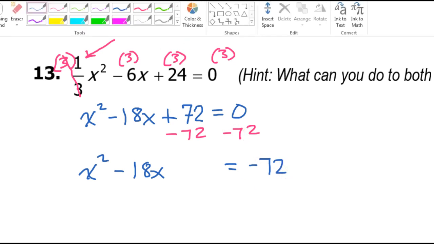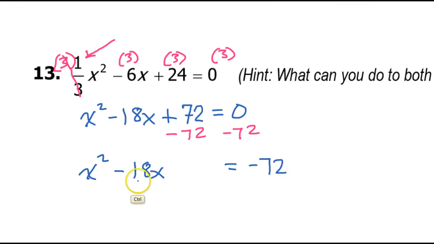Now it's time to complete the square by doing half the middle squared. So half the middle is 9. 9 squared is 81. So 81 is the number that completes the square. So I will do plus 81. Please remember to do it on the right-hand side as well. The most common mistake when you're completing the square is to only add the number on the left.